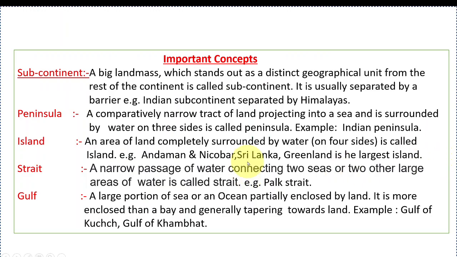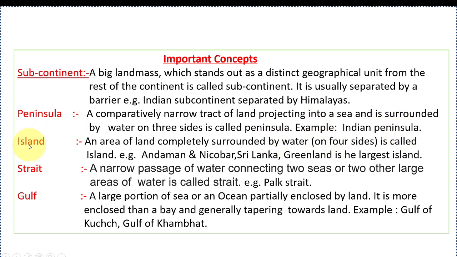Some important concepts. What is a subcontinent? A big landmass which stands out as a distinct geographical unit from the rest of the continent is called a subcontinent. It is usually separated by a barrier, that is, the Indian subcontinent is separated by the Himalaya. Peninsula: a comparatively narrow tract of land projecting into a sea and surrounded by water on three sides is called a peninsula. For example, the Indian Peninsula.